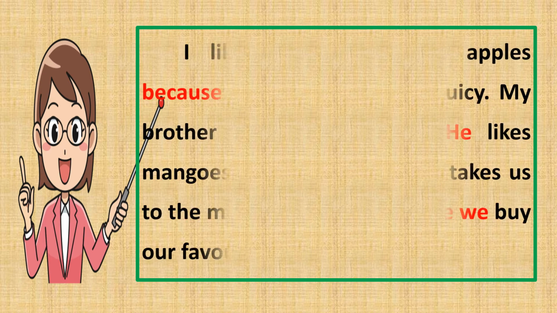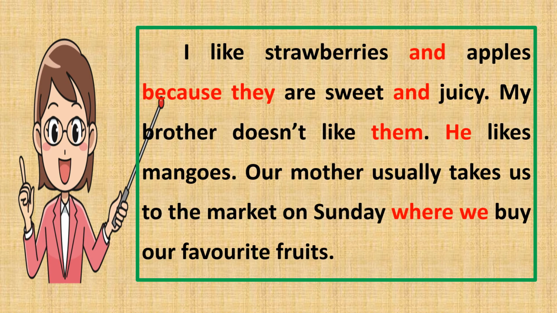Let's look at paragraph 2. Okay, let's read it together. I like strawberries and apples because they are sweet and juicy. My brother doesn't like them. He likes mangoes. Our mother usually takes us to the market on Sunday where we buy our favorite fruits. Now, can you see the red words and also the phrases?